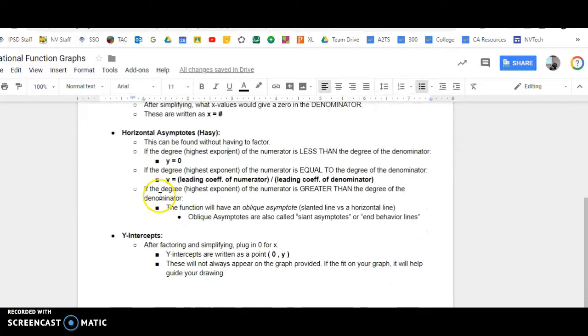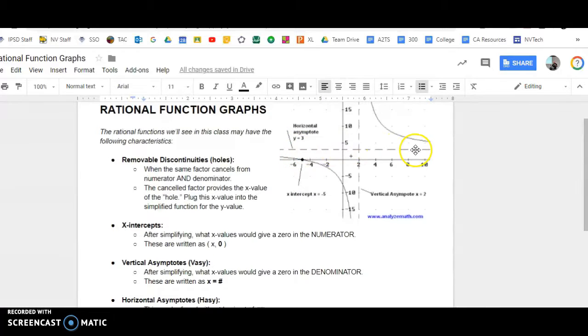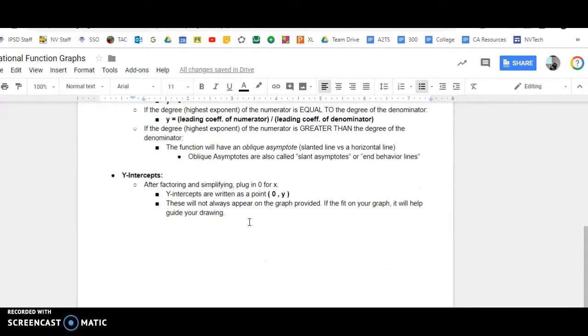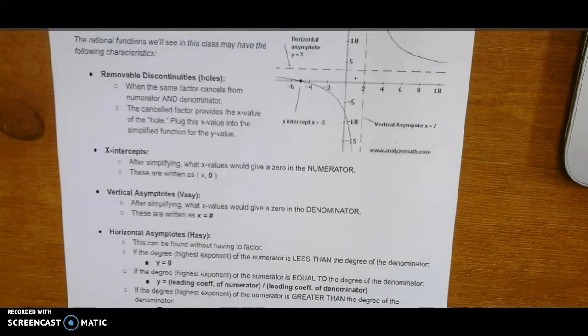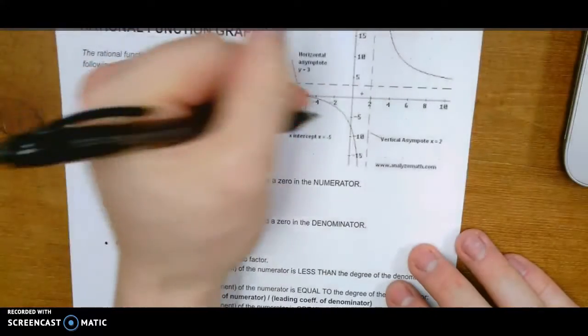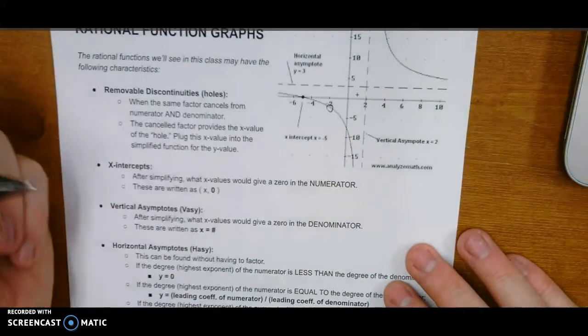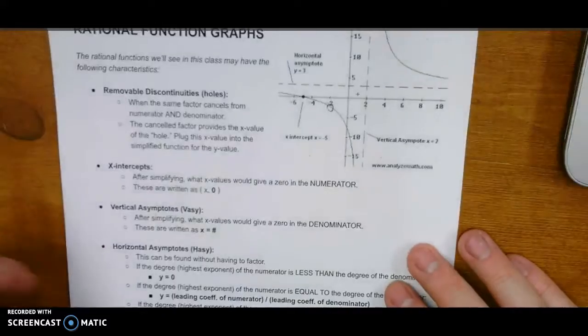There are also possibilities for something called oblique asymptotes, where instead of a horizontal line, it would be a diagonal line, a slant asymptote. For y-intercepts, sometimes these will show up on the graph, sometimes they won't. If they do, great. If not, no worries. If you ever need to find the y-intercept, all you have to do is plug in 0 for x. All right, so let's take a look here. I mentioned this before, but with the concept of holes, let's say there's a hole in the graph, maybe right here, that would show up as a little empty circle on the graph. And that means we just have a removable discontinuity.